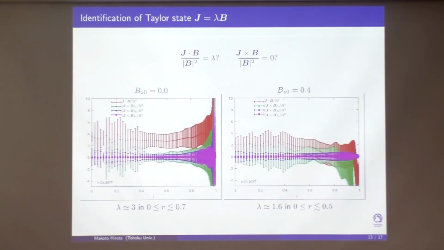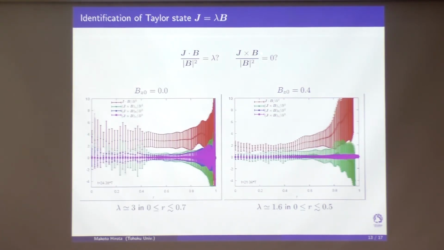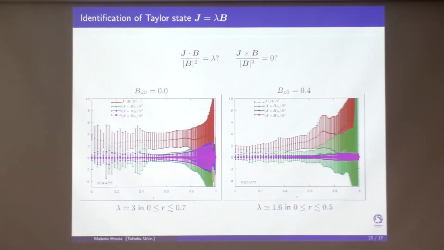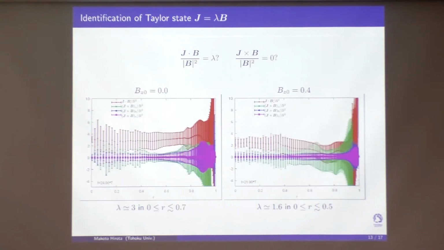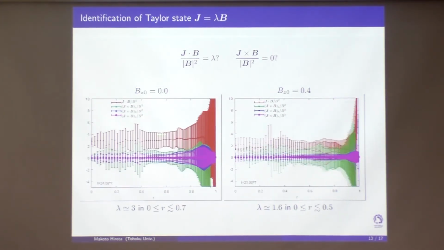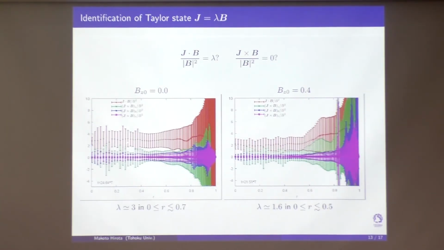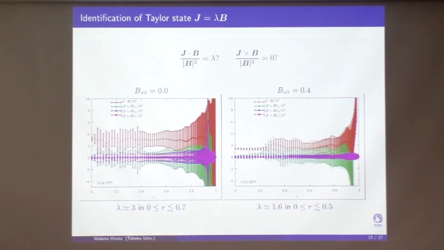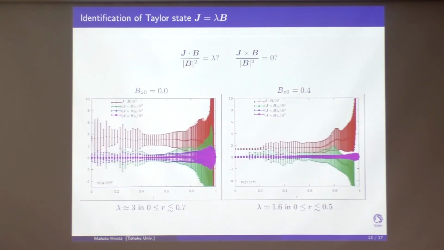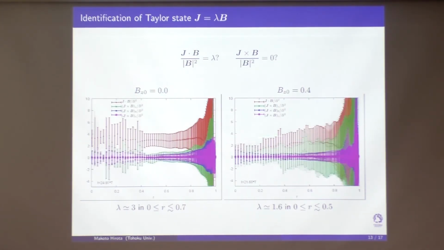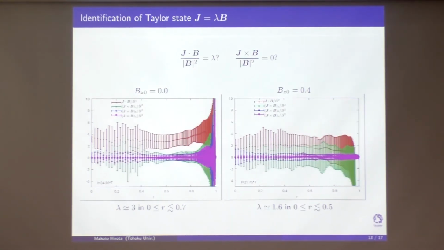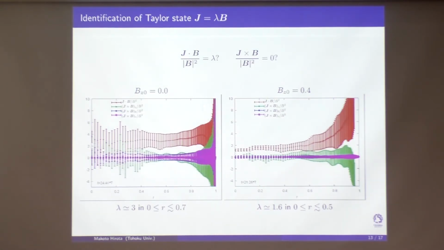And on the other hand, if we calculate J cross B, this must be 0 if Taylor state is generated. So this is the radial profile of this quantity. And if you look at J dot B, the red one, this is very noisy, but we can actually observe a spatially uniform profile of lambda. In this case, lambda is about 3, and in this case, lambda is about 1.6. I calculated it numerically. But still, we can observe some resistive layer near the boundary.